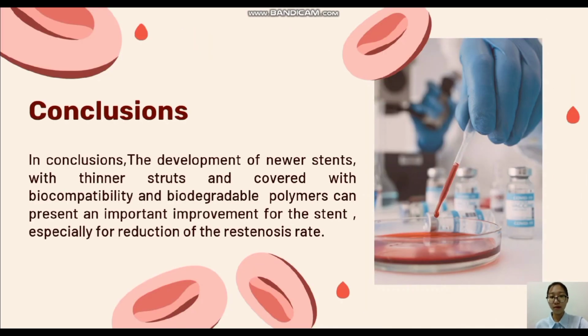In conclusion, the development of the new stent with a thinner structure and covered with a biocompatible and biodegradable formula can present an important improvement for the stent, especially for reducing the restenosis rate.